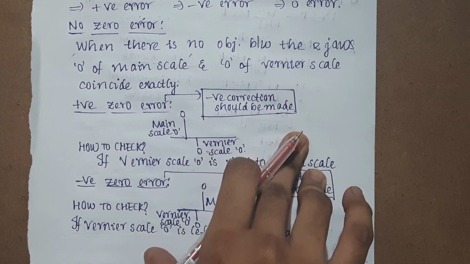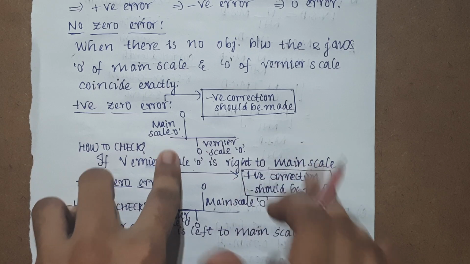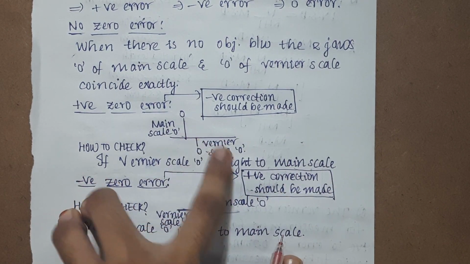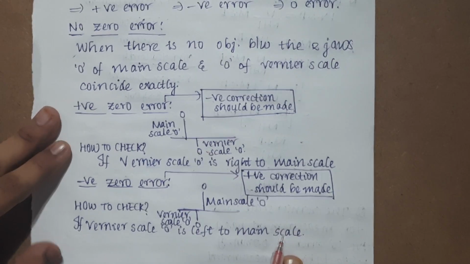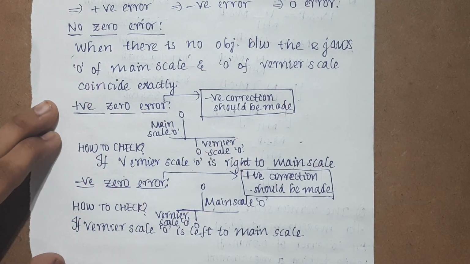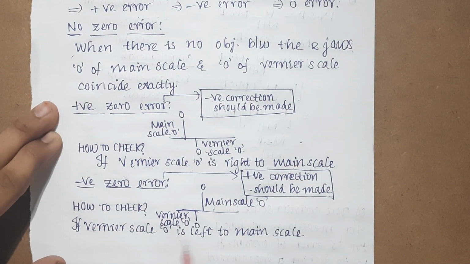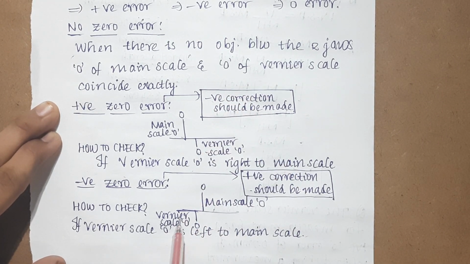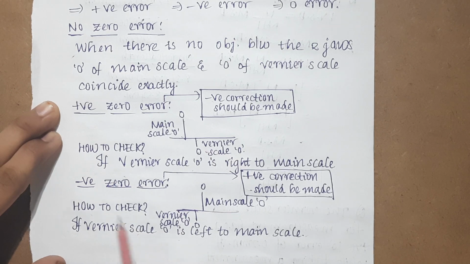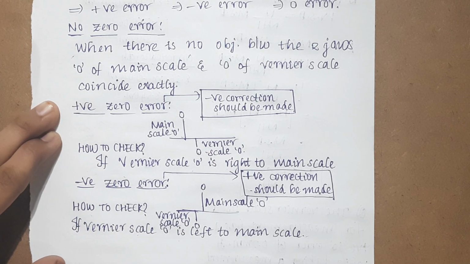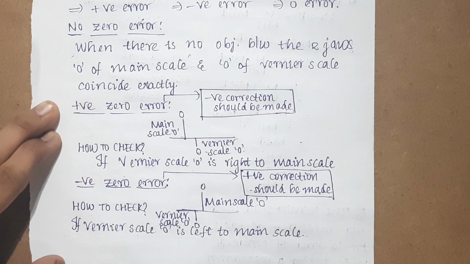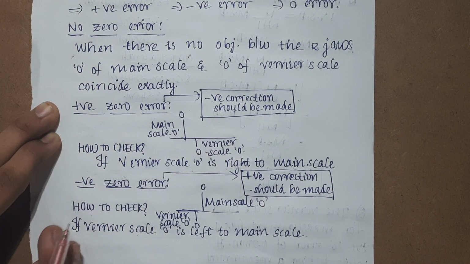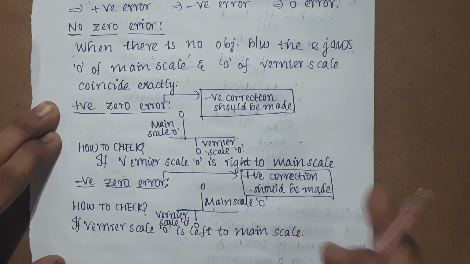How can we know it is a positive zero error? If Vernier scale 0 is right of the main scale 0, then it will be positive zero error. And negative zero error, how to check? If Vernier scale 0 is left of the main scale 0, here is your main scale 0 and here is your Vernier scale 0, in that case we have negative zero error. For positive zero error, we make negative correction, and for negative zero error, we should make positive correction.